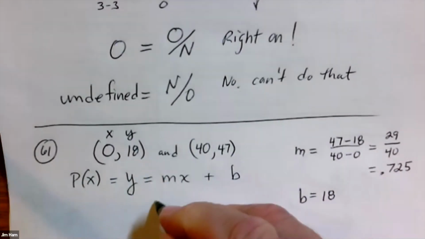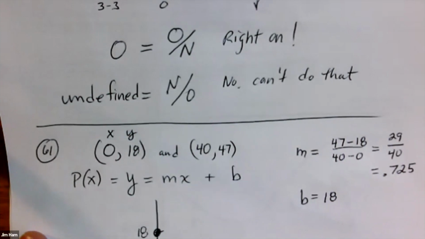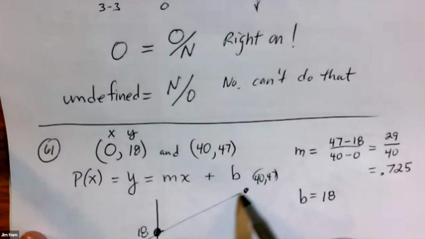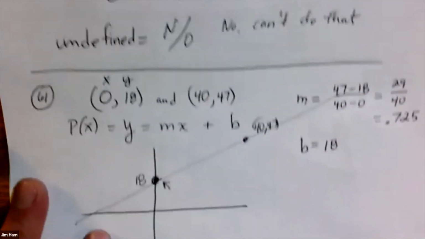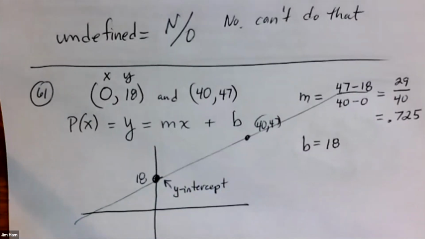If you were to graph this, you would have (0, 18), and then you would have (40, 47), and here would be the line. But that 18, that 1 point that they give us there, is the y-intercept. And we could only do this problem because that's what they gave us.